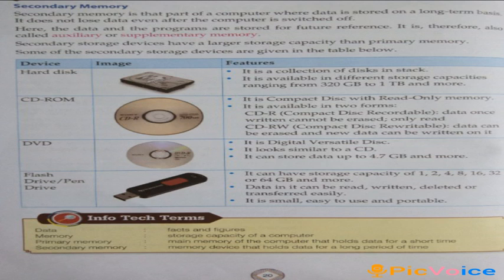DVD: it is digital versatile disk. It looks similar to a CD. It can store data up to 4.7 GB and more. Flash drive or pen drive: it can have storage capacity of 1, 2, 4, 8, 16, 32 or 64 GB and more. Data in it can be read, written, deleted or transferred easily. It is small, easy to use and portable.